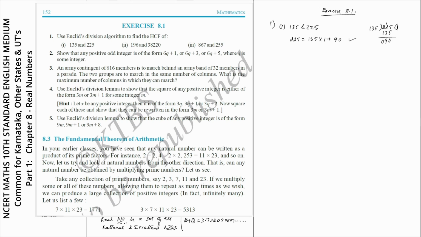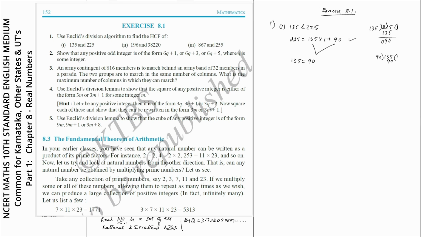Now I should find the HCF. So still the HCF is not found. It's not complete. What I will do is, again I'll take these two numbers and write in the same fashion. Now I'll write 135 is equal to 90. Now 135 I'll divide by 90.